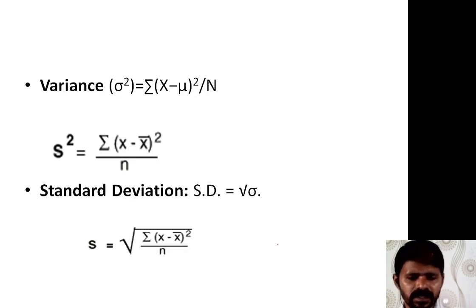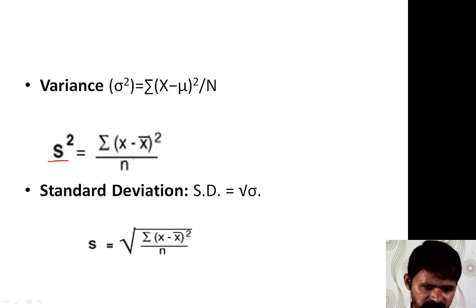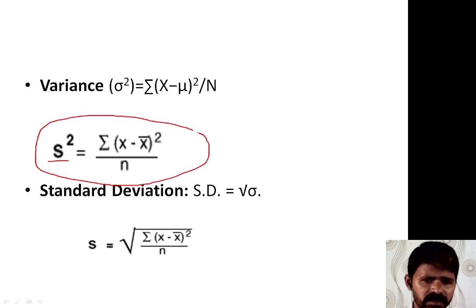So the formula for variance is sigma square, or sometimes it is represented as capital S, also S square. It is the sum of (x minus mu) whole square, divided by n. N is the total number of observations. If you take the square root of this variance value, we will get the standard deviation.